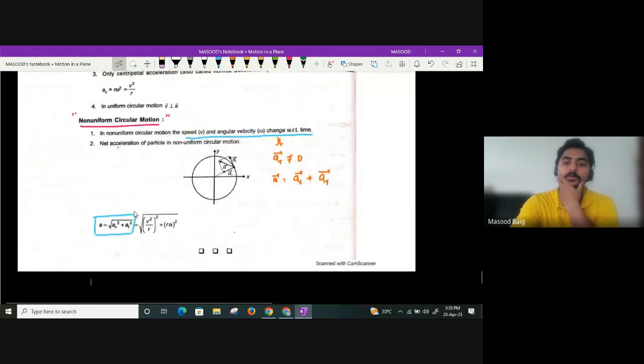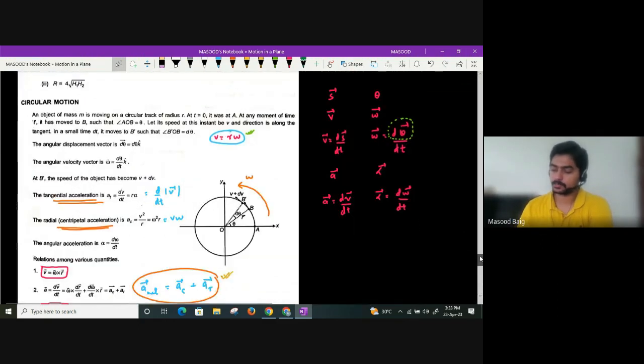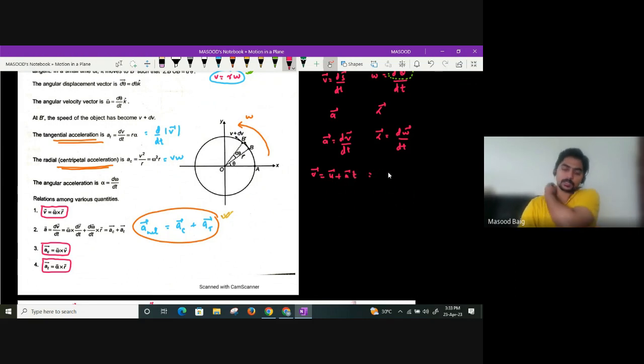Right. If we talk about equations of motion, guys, I'll just add a few points over here again. You know the equations of motion, right? What are those? v bar will be given as u bar plus a bar into t. In the same manner over here, omega bar will be given as omega naught bar plus alpha into t. Similarly, we know S bar displacement is given as u bar t plus half a bar t square.